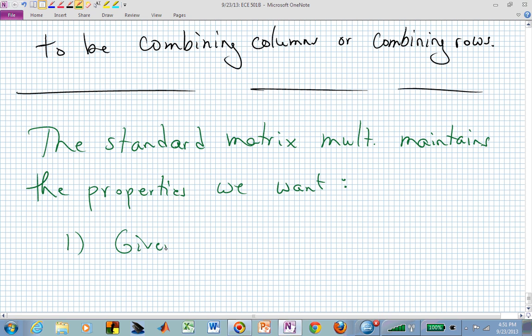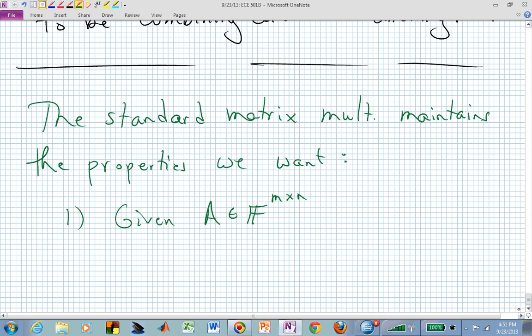One, for example, if we're given an A matrix whose elements are an element of this field, and the matrix A is M by N, and if B is of size, let's make the other one J by L, just to be different. So B is now J by L.